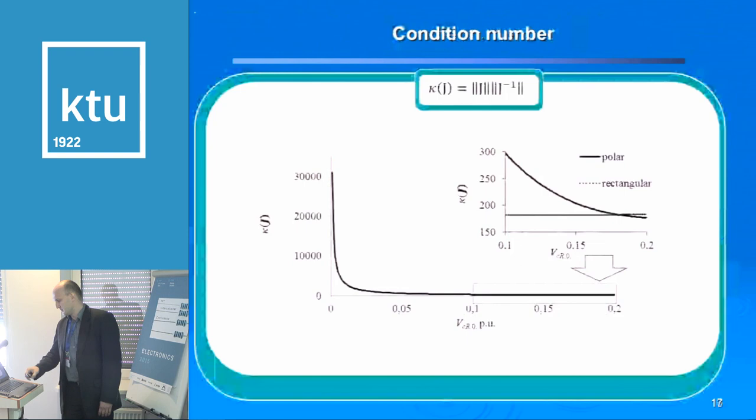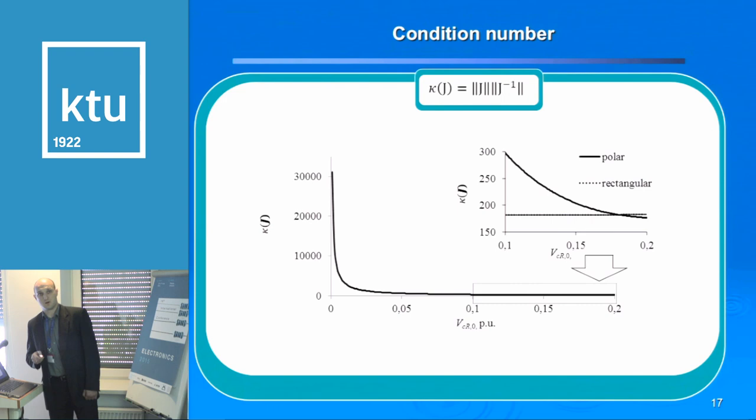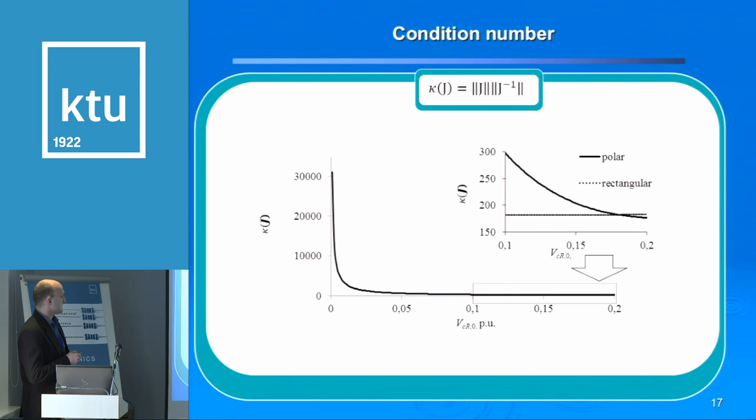So, when we investigate the condition number in my calculation, the condition number tells us how well conditioned the problem is. When the condition number is very high, we have a very ill-conditioned formulation of the problem, and we can have a problem with the calculation of power flow. So when we have a polar coordinate system, we can see that when the VCR is very small, the problem is very badly conditioned. This problem we don't have for the rectangular coordinate system.